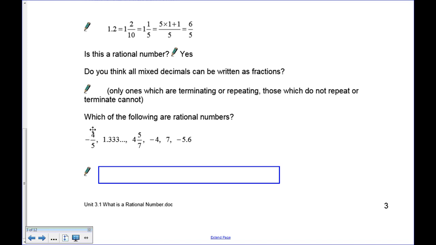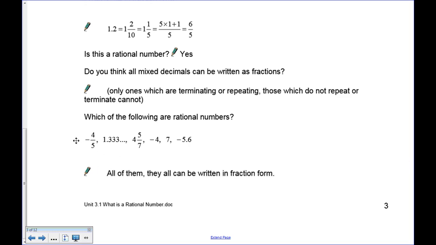Well, this is already in fraction form, so this one is. This one repeats, so this would be 1 and 3/9, which could reduce. 4 and 5/7, turn it into a mixed fraction, improper fraction, sorry. Whole numbers and integers are automatically rational numbers, and this is a terminating decimal, which is also a rational number. So the answer to this one is all of these can be written in fraction form. And if they can all be written in fraction form, that means they are all rational numbers.